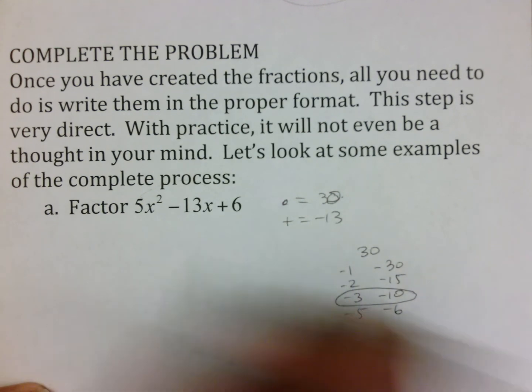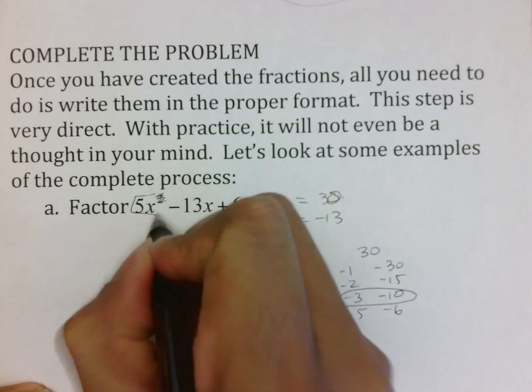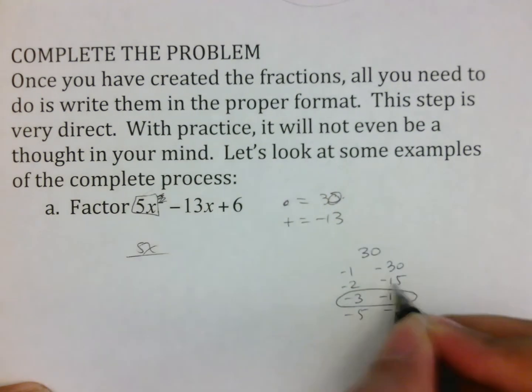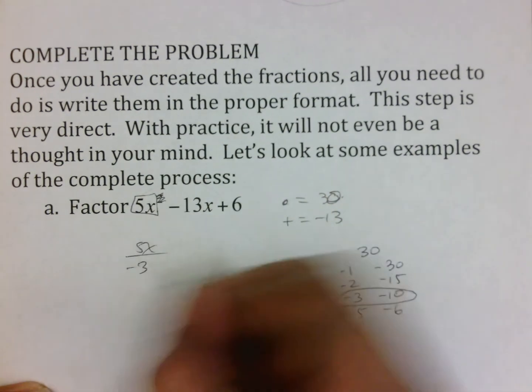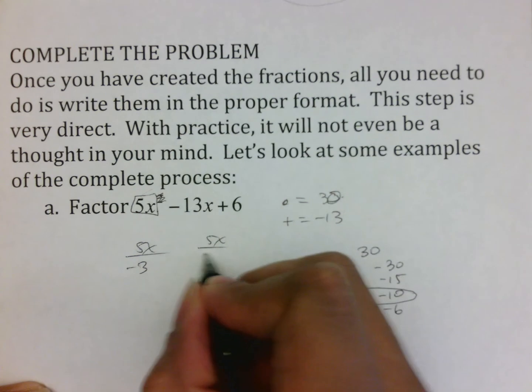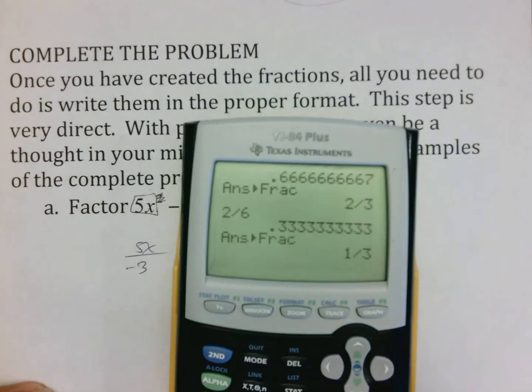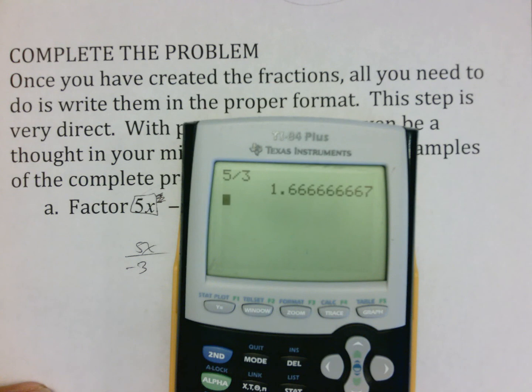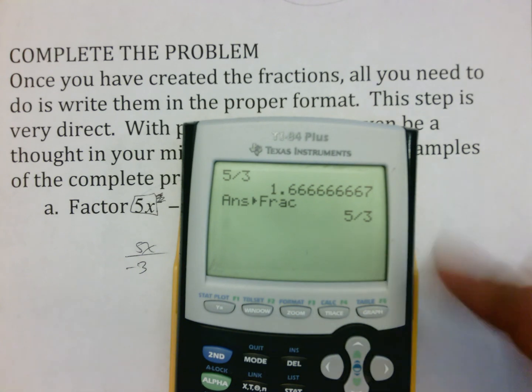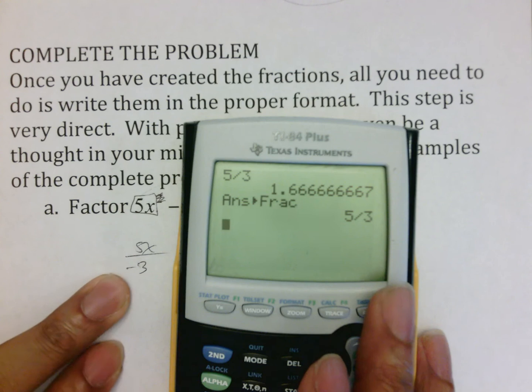So again, what we do here is we ignore the x squared to create our fraction. We put 5x over negative 3, and we put 5x over negative 10. Again, if you were to try to reduce the fraction of 5x over 3, you do 5 divided by 3, math, enter. Notice I ignore the negative because the negative isn't even really a factor to me. I know it's going to be negative on the bottom, but notice that I still get 5 over 3, which means that this is already reduced.